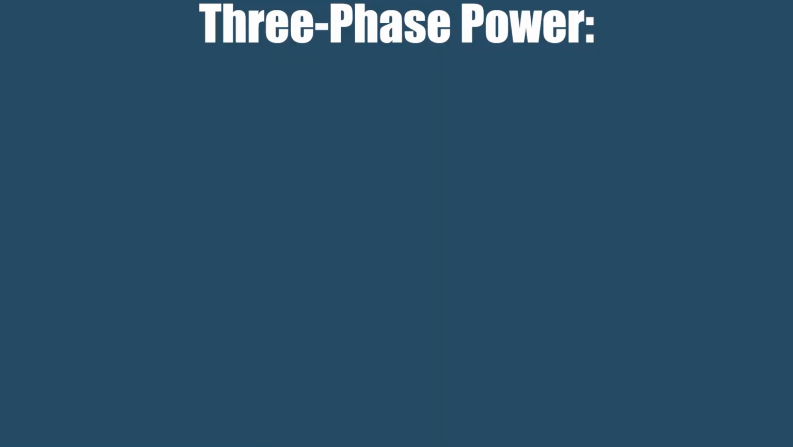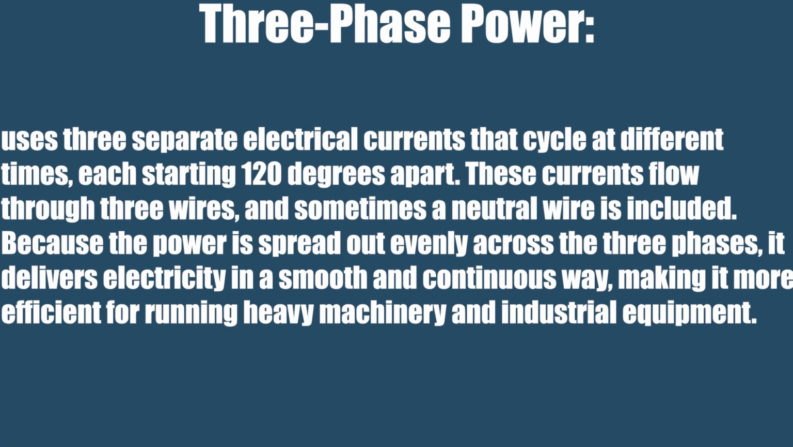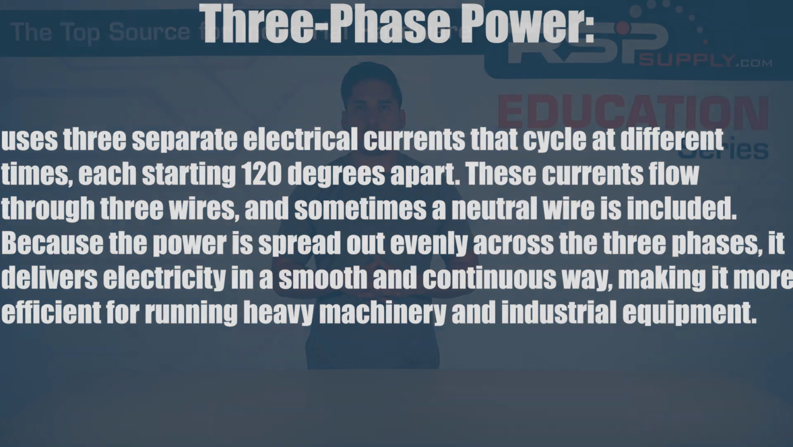Three-phase power, on the other hand, uses three separate electrical currents instead of one that cycle each at different times, each starting 120 degrees apart. These currents flow through three wires and sometimes a neutral wire is included. Because the power is spread out evenly across the three phases, it delivers electricity in a smooth and continuous way, making it more efficient for running heavy machinery and industrial equipment.